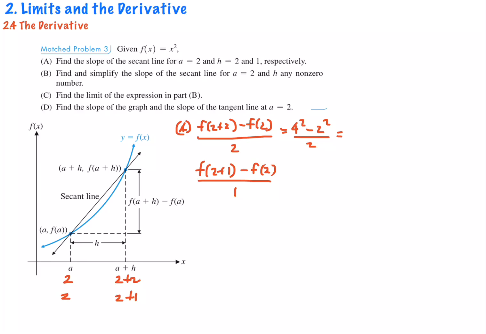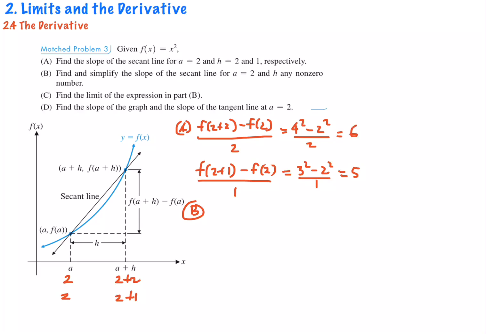And then we'll get 16 minus 4, which is 12, divided by 2, and then we'll get 6 as the answer. For the second, you'll have 3 squared minus 2 squared divided by 1. So 9 minus 4 divided by 1, you'll get 5. So that's how to get the answer.